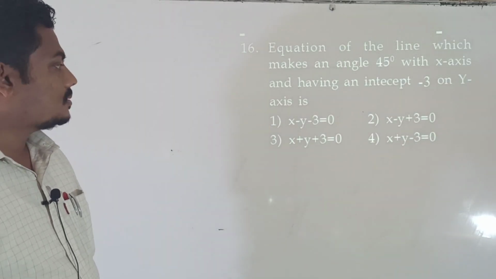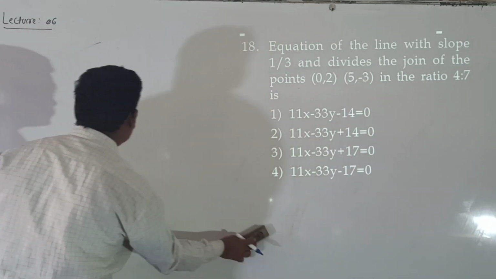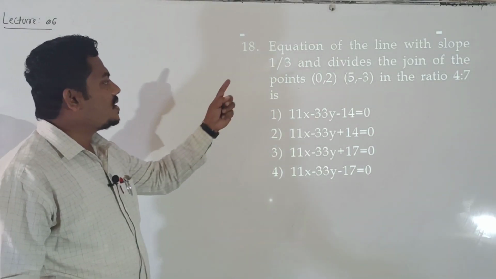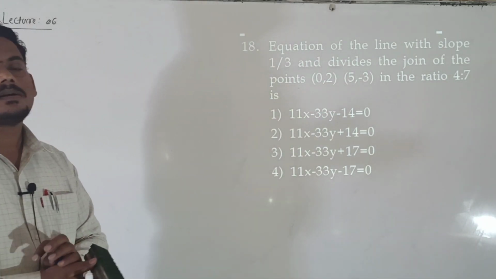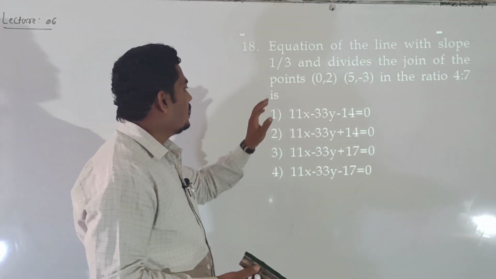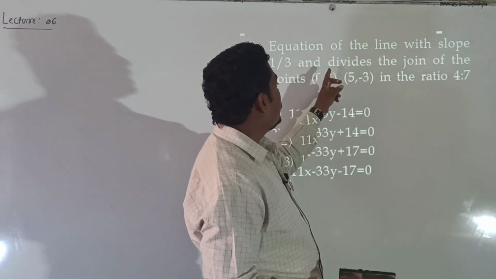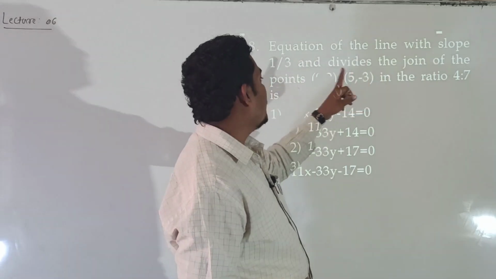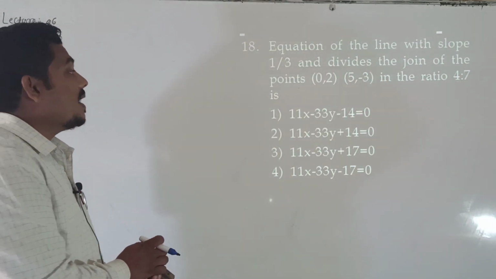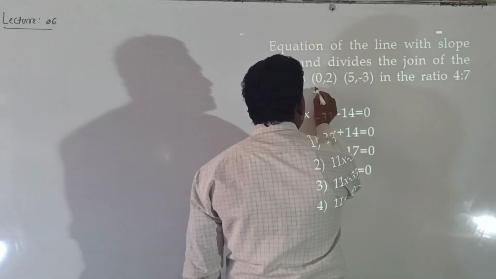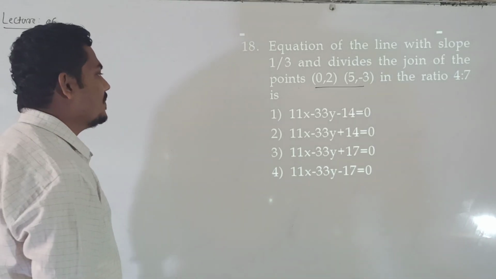Next question, the 18th question. Equation of the line with the slope 1/3 and which divides the line joining these two points in the ratio of 4:7. Our required line divides the line joining these two points in the ratio of 4:7.